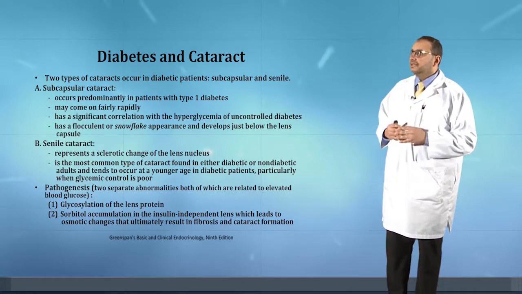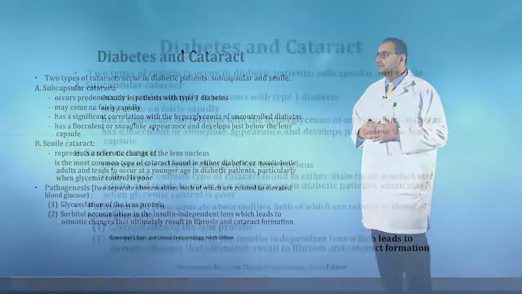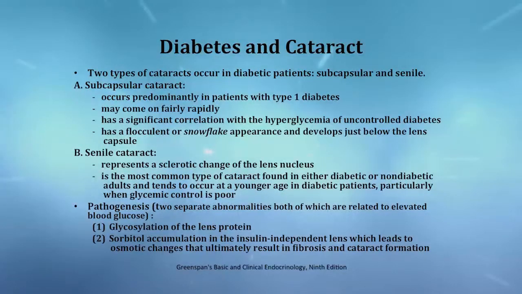The second one is senile cataract, which is the presence of sclerotic changes in the lens nucleus. It's the most common type of cataract found in either diabetic or non-diabetic adults, and tends to occur in younger diabetic patients, particularly with poor glycemic control. The pathogenesis is mainly glycosylation of the lens and sorbitol accumulation. Sorbitol accumulation in an insulin-independent lens will lead to osmotic changes, and ultimately to fibrosis and cataract formation.